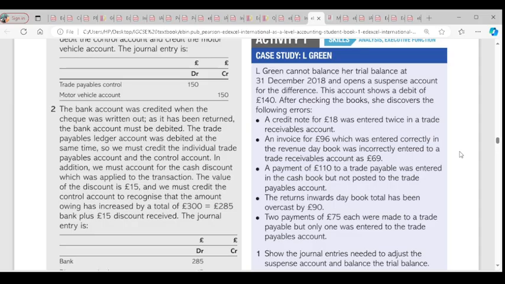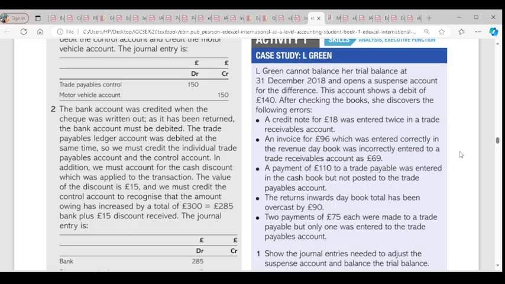When we talk about a credit note, it is issued when the business or the supplier feels that it is important to reduce the invoice. That is when a credit note is issued. So here, if a credit note of £18 was entered twice in a trade receivable account, it means you have to debit the trade receivable account and debit or credit the suspense account.